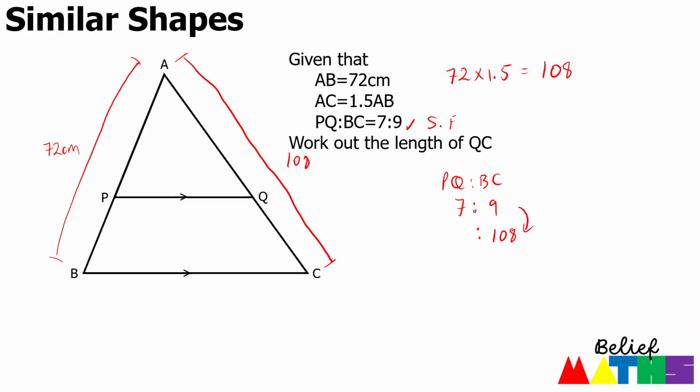What's our scale factor here? So 108 divided by 9, that means we times by 12. 12 times 7 is 84. That means that this smaller side, AQ, must be 84. Okay, because this scale factor is true for all corresponding sides. Therefore, to find QC, like we were asked to find, you're simply going to do 108 minus 84, and 108 minus 84 gives us an answer of 24 centimeters.